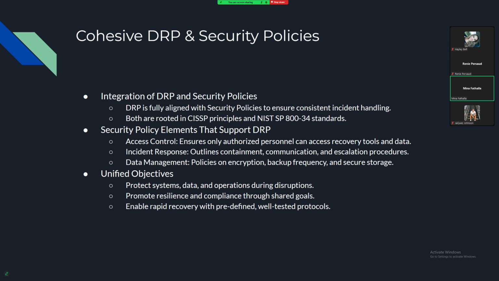The security policies implement elements that support DRP. Access control ensures only authorized personnel can access recovery tools and data. Incident response outlines containment, communication, and escalation procedures. Data management covers policies on encryption, backup frequency, and secure storage. It also gives us unified objectives, which protect systems, data, and operations during any disruptions, promote resilience and compliance through shared goals, and enable rapid recovery with predefined, well-tested protocols, so everything gets followed perfectly.